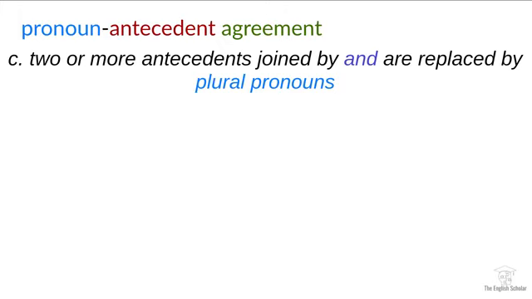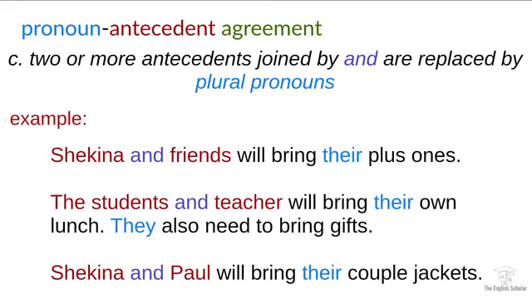Two or more antecedents joined by and should be replaced by a plural pronoun. For example, Shakina and friends will bring their plus ones. The students and teacher will bring their own lunch. They also need to bring gifts. Shakina and Paul will bring their couple jackets.